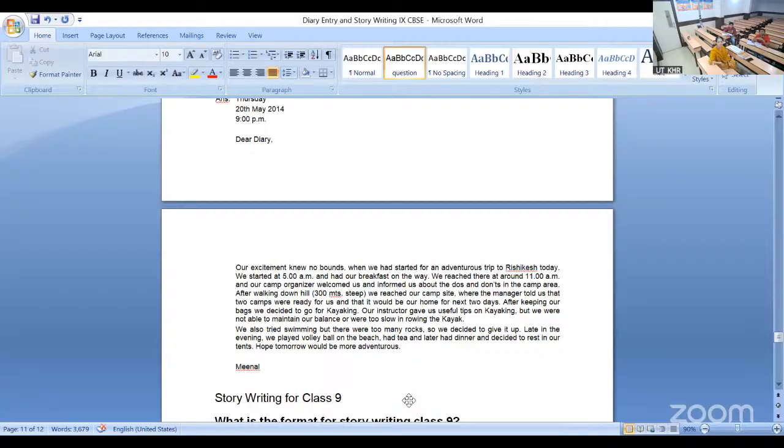Okay. After keeping our bags, we decided to go kayaking. Our instructor gave us useful tips on kayaking, but we were not able to maintain our balance or were too slow in throwing the kayak. We also tried swimming, but there were too many rocks, so we decided to give it up. Then in the evening, we played volleyball on the beach and had tea and later had dinner and decided to rest in our tents. Hope tomorrow would be more adventurous. So there are a total of 5 different points. This is mainly about what the question asked.